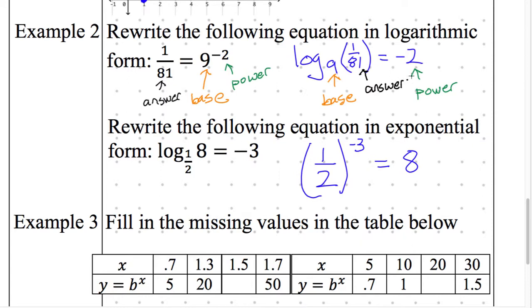You should still, in the back of your mind, be thinking of logarithms as what power functions. What power does 9 need to be raised to get to 1/81? Well, 9 needs to be raised to the power of -2 to get to 1/81.